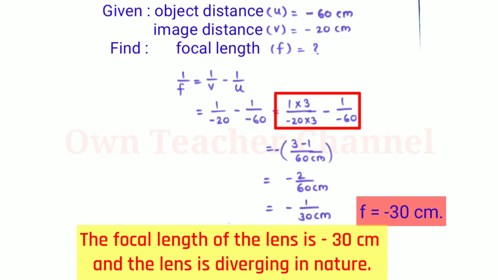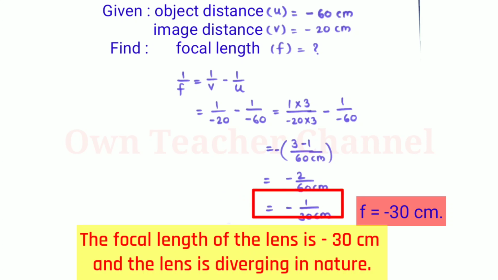1 into 3 upon minus 20 into 3 minus 1 upon minus 60. Now our denominator is equal 60 centimeter. So minus in bracket 3 minus 1 upon 60 centimeter, minus 2 upon 60 centimeter. After division we get answer minus 1 upon 30 centimeter, means focal length is equal to minus 30 centimeter. The focal length of the lens is minus 30 centimeter and the lens is diverging in nature.